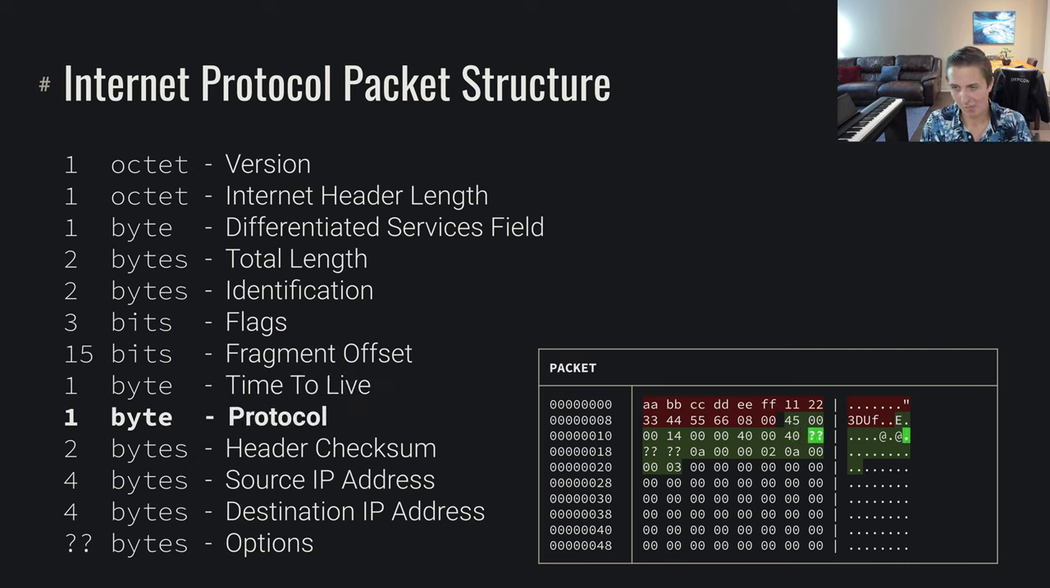The next byte, much like in the Ethernet header, is dedicated to declaring what the follow-on contents protocol is. In this case, just like in the Ethernet video, we're going to leave that as question marks, but this is declaring what the follow-on data is going to be. The next two bytes are also going to be question marks.